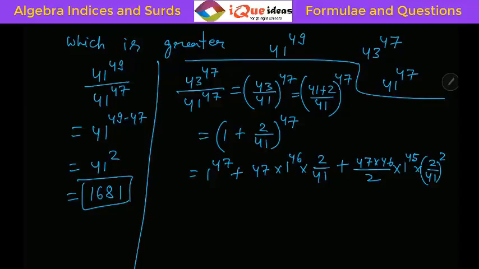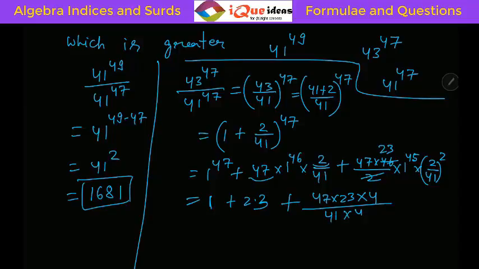Right? Now look at this closely. This 1 raised to 47 is 1. 47 into 2 is 94 upon 41, which is close to 2.2 or 2.3 maybe. Plus 2 cancels 46 23 times. Right? 47 into 23 into 2 square is 4, divided by 41 square, so 41 into 41. So even if you look at this, 47 upon 41 is close to 1, 23 into 4 is 92 divided by 41 is close to 2. So this value cannot be more than 2.5.